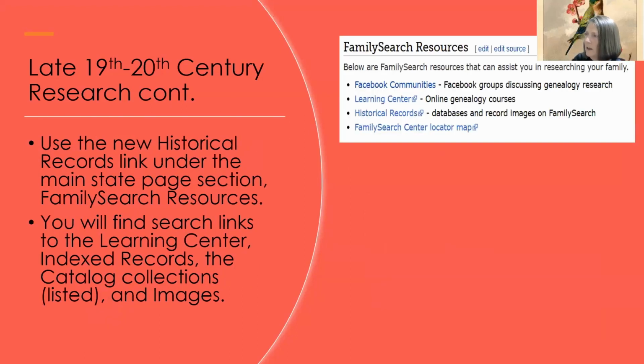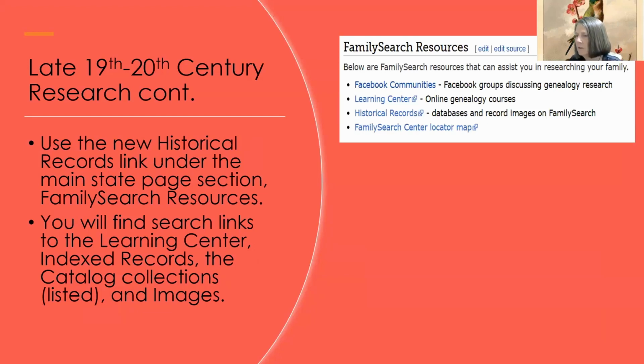Okay, there's a new thing also in FamilySearch that's called the Historical Records link. You can see it right there. It's in the state page, and go down to FamilySearch Resources, and it's under Historical Records. It will take you to a page that has links that you can search from. Actually, you can put the names into the links that you need to search from.